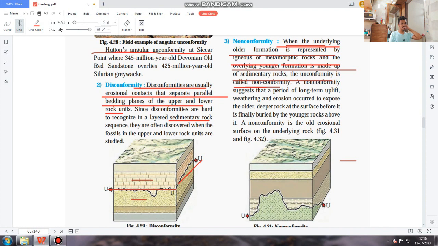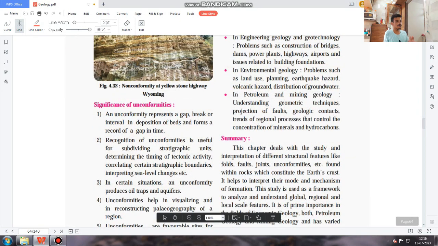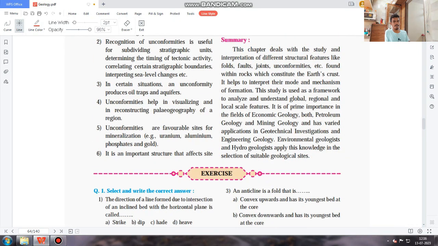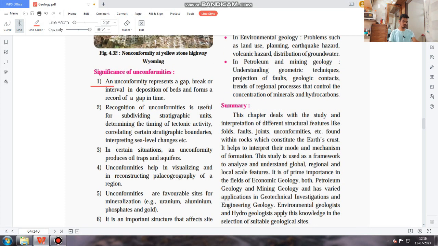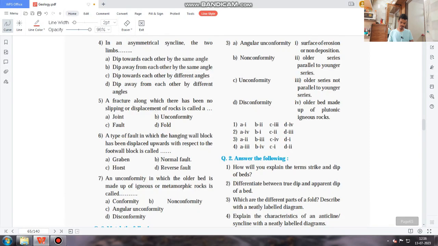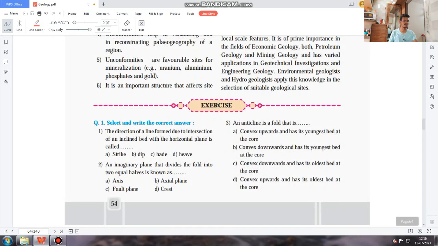Basically what it says is that when the underlying older formation is represented by igneous rocks or metamorphic rocks, but the overlying, meaning the upper, younger formation is made up of sedimentary rocks, that is non-conformity. Okay. Significance of unconformities. Just learn this one thing. Okay, nothing more.